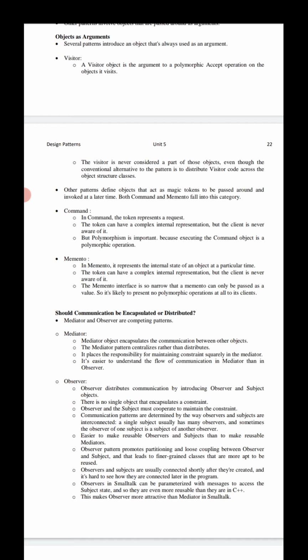Exactly what I say, a command object is a polymorphic accept operation, and coming to the memento interface, it is very narrow. A memento design pattern can only be passed as a value, so we would present no polymorphic operations at all to its clients.